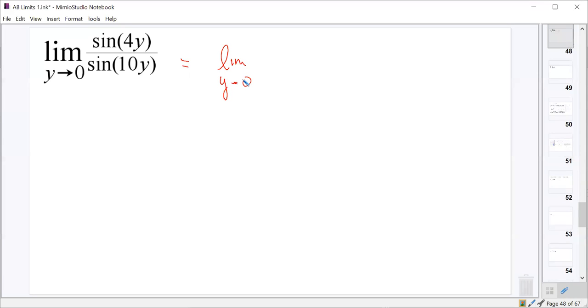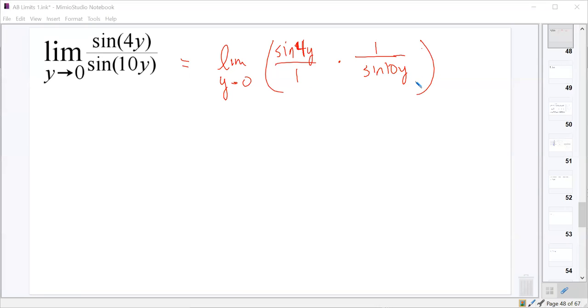The limit as y approaches 0 of sine of 4y times 1 over sine 10y. I heard somebody saying a limit of 1 over sine 10y. That's true. It could be the limit of 1 over sine 10y. But for right now, we're going to keep them all within the same limit, and we'll go back later on and separate them.